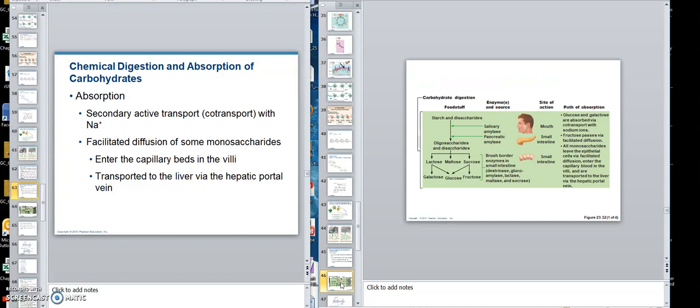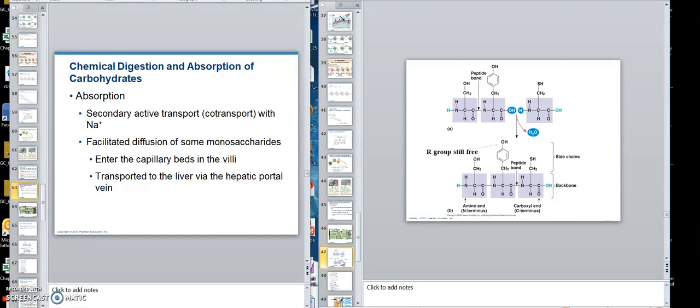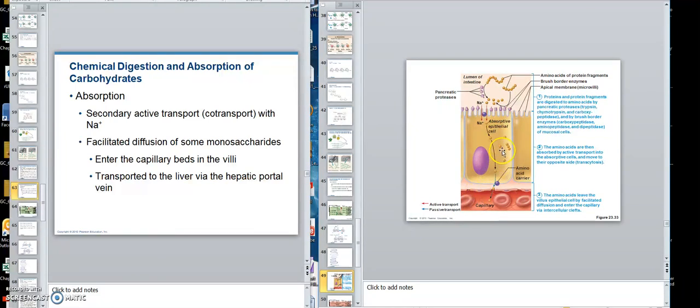Let's go here. Okay, so we talked about that. Okay. Now, chemical secondary active transport, co-transport with sodium. Facilitative diffusion of some intercapillary beds in the villi. See, here's how this comes in. Absorption, secondary active transport with sodium. Remember, we talked about that sodium does secondary.